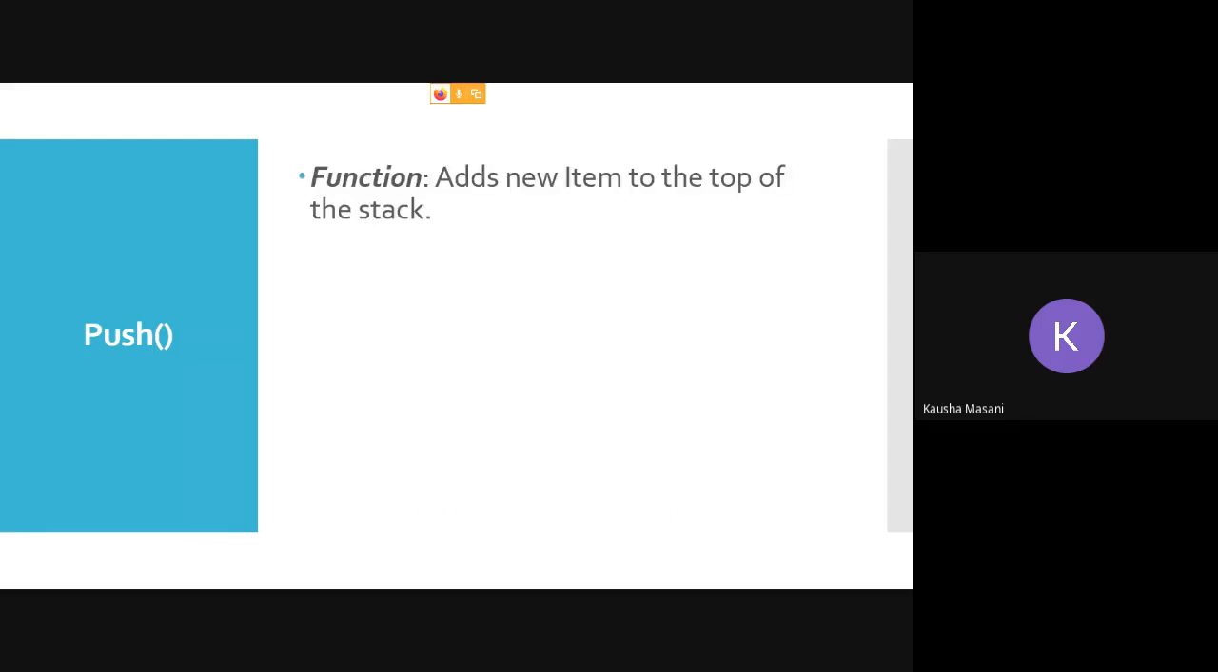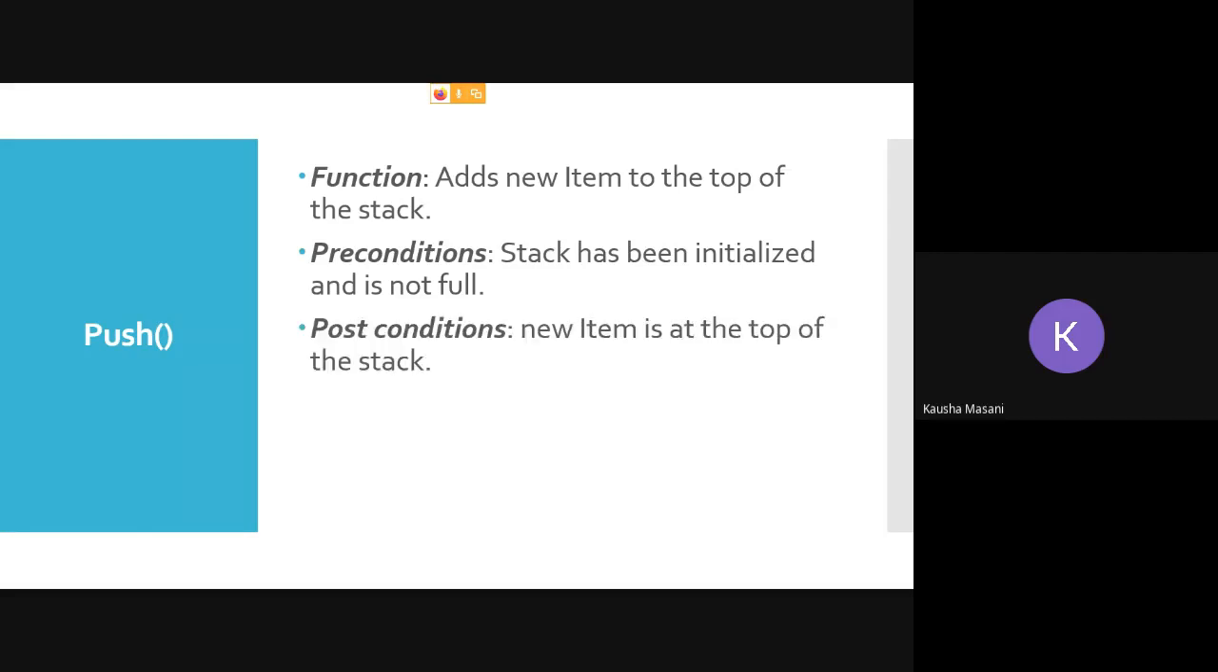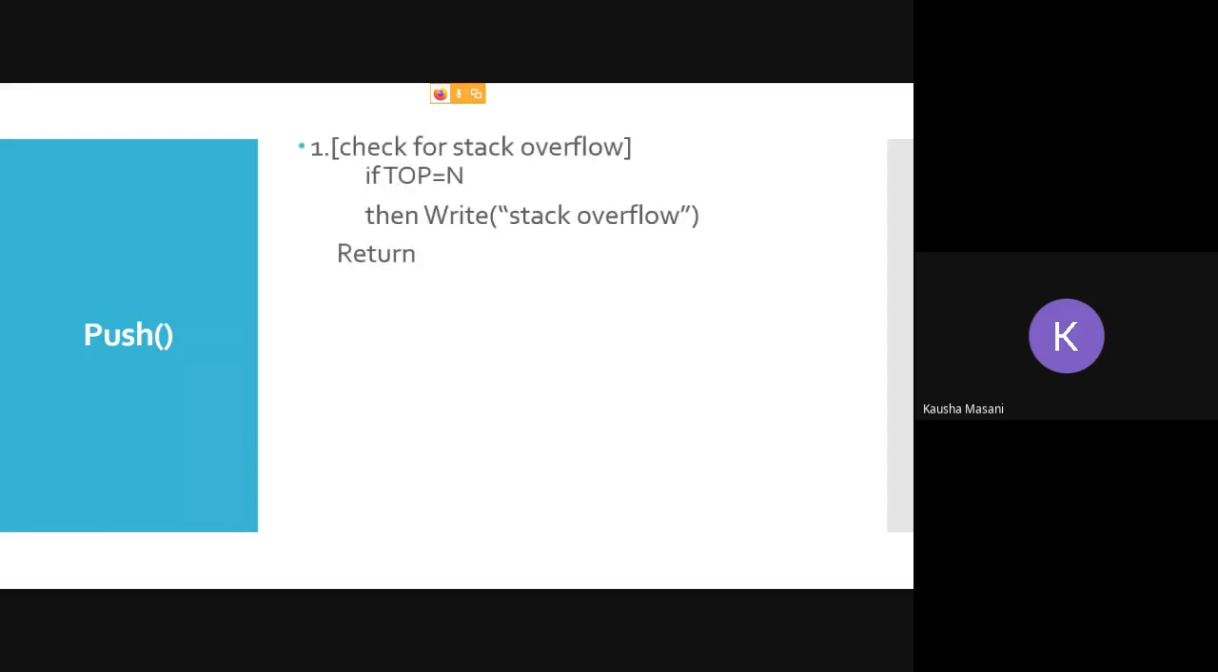Now, what is this function doing? It is adding a new element on the top of the stack. What are the prerequisites, or preconditions? There should be a stack which is initialized, and it is not full. And what is the outcome, or post condition? The new item is added on the top of the stack. Now this algorithm was also seen by us in the lecture.